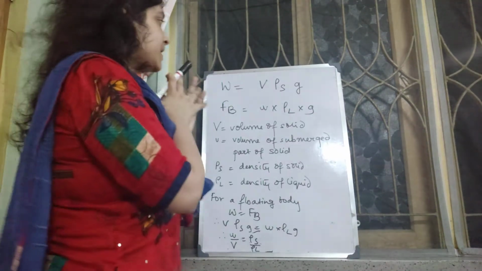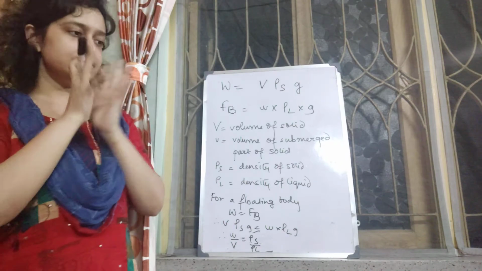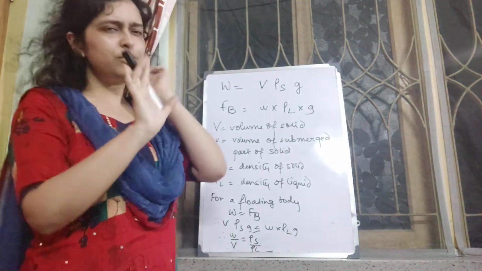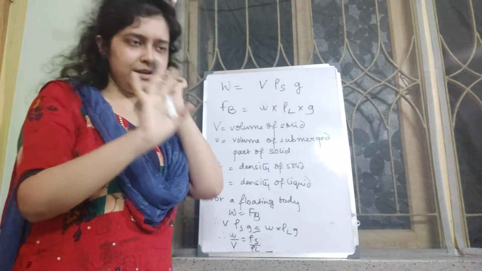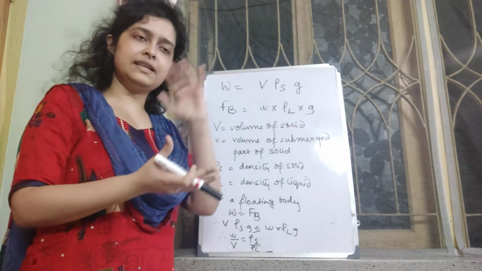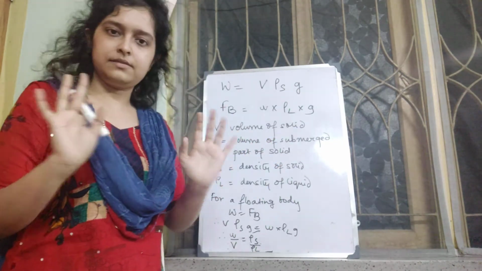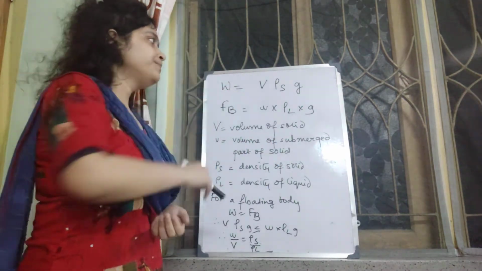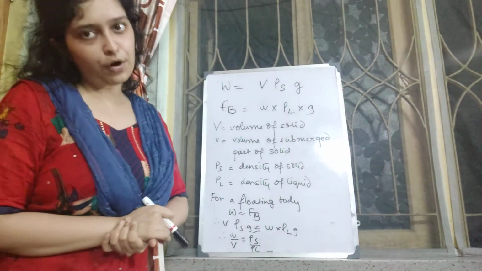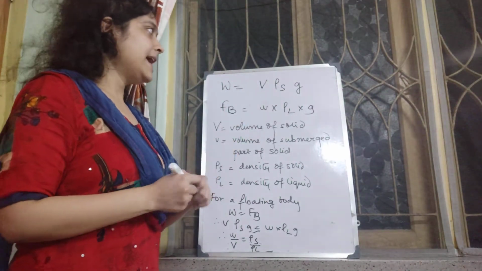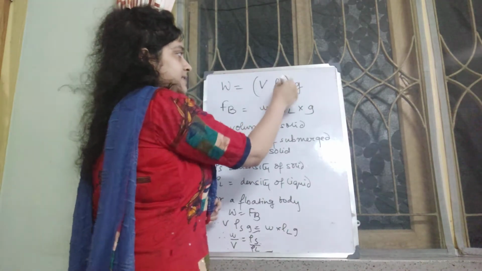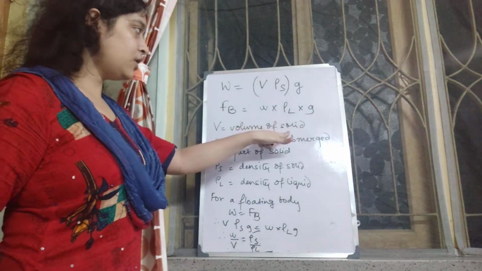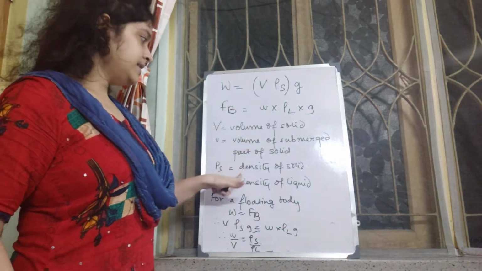Now say I have immersed a body inside a liquid. Not completely, just I have immersed. It can be completely or it cannot be completely. W is the weight of the body, M into G. M is mass, so volume into density. V is the volume of the solid. Rho S is the density of the solid.